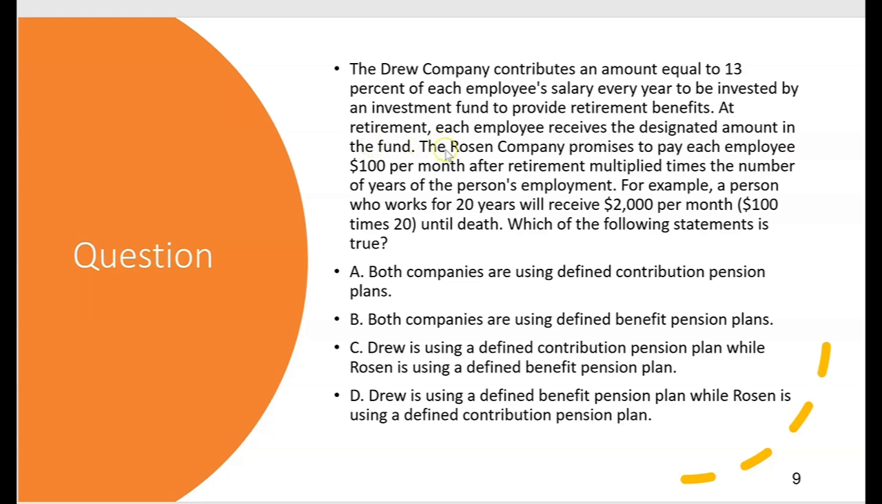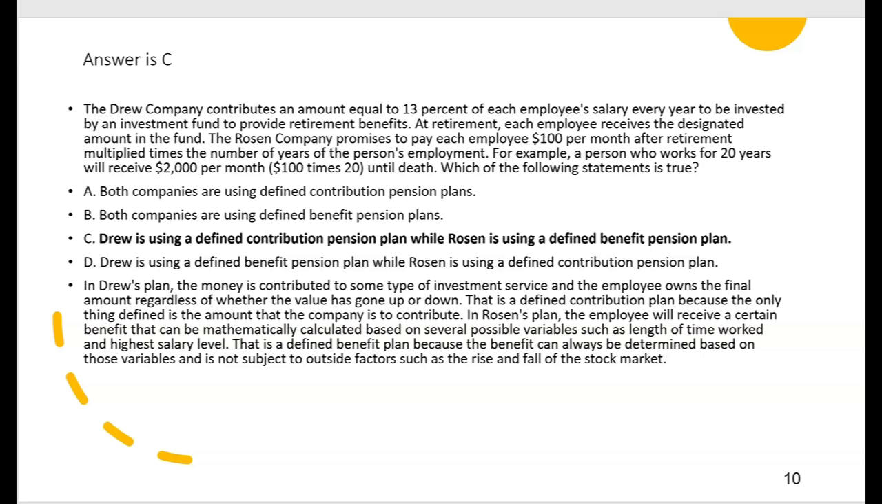But here's more facts about the Rosen Company. They promise to pay each employee $100 per month after retirement, multiplied times the number of years of the person's employment. For example, a person who works 20 years will receive $2,000 per month until death. Well, that sounds like a defined benefit. Which of the following statements is true? You want the one that says the Rosen Company is using defined benefit and the Drew Company is using defined contribution. And that's letter C. Drew is using a defined contribution plan. Rosen is using a defined benefit plan.